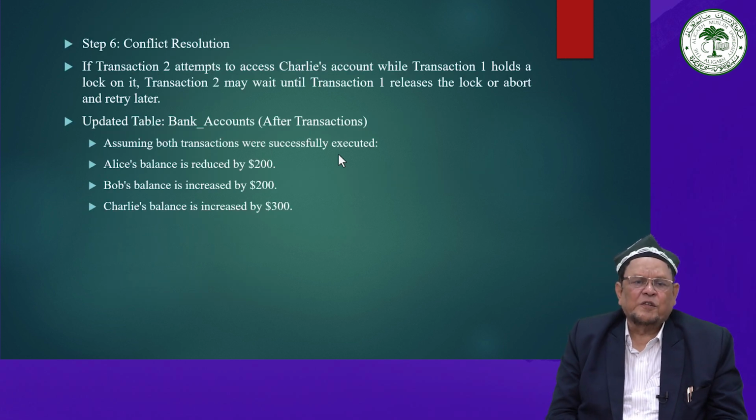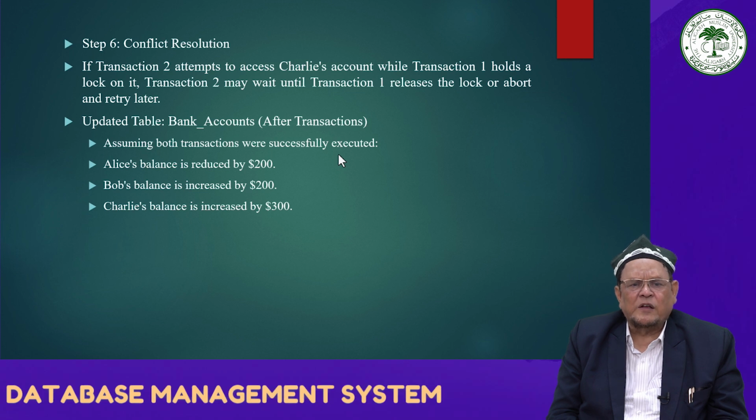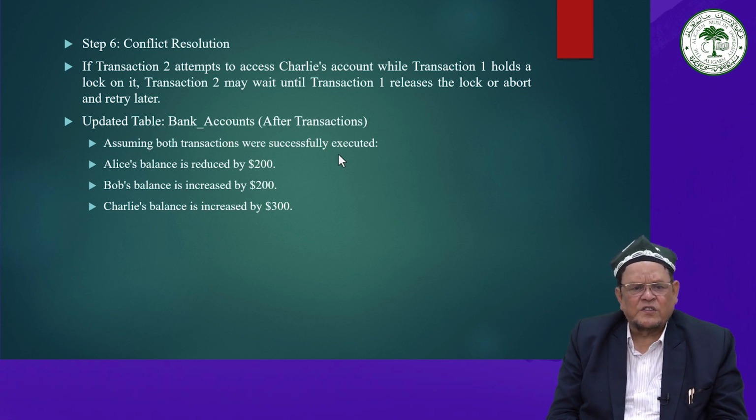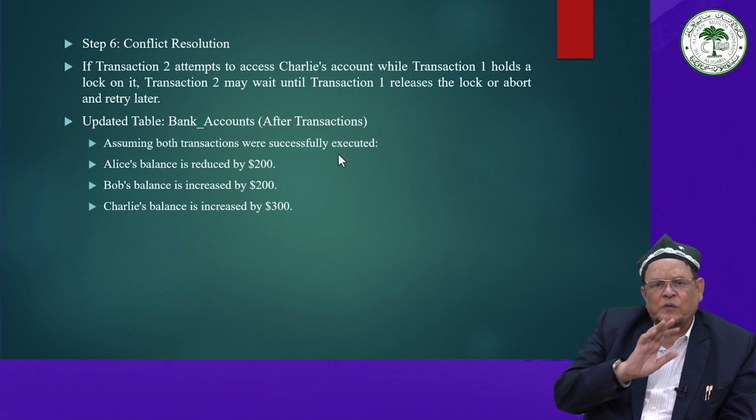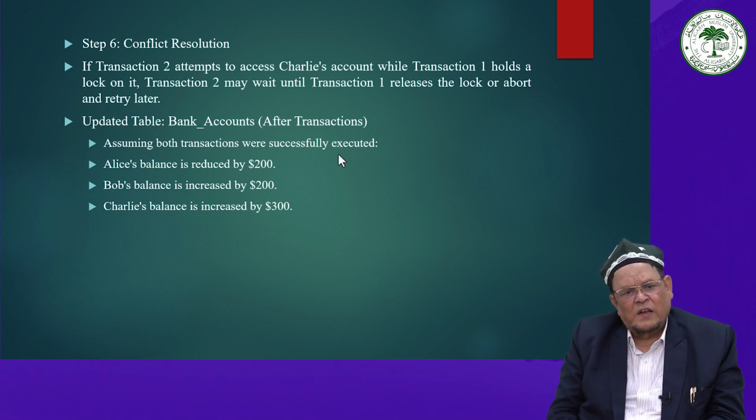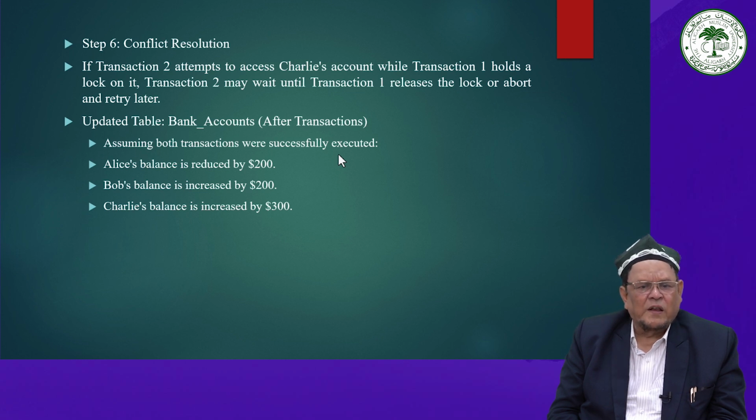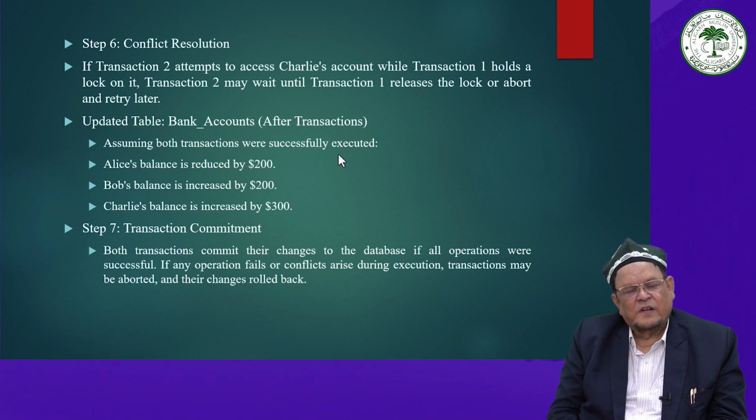Step 6, conflict resolution. If transaction 2 attempts to access Charlie's account while transaction 1 holds a lock on it, transaction 2 may wait until transaction 1 releases the lock, or abort, or retry later. And then update the table, bank account, after transactions. Assume both transactions were successfully executed. Then Alice's balance is reduced by 200, Bob's balance is increased by 200, Charlie's balance is increased by 300.